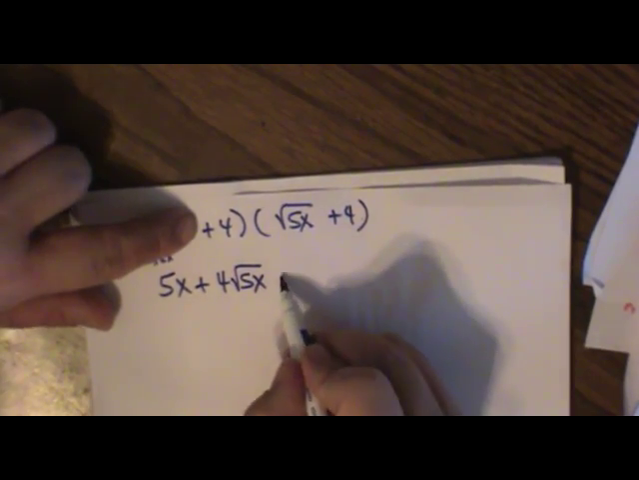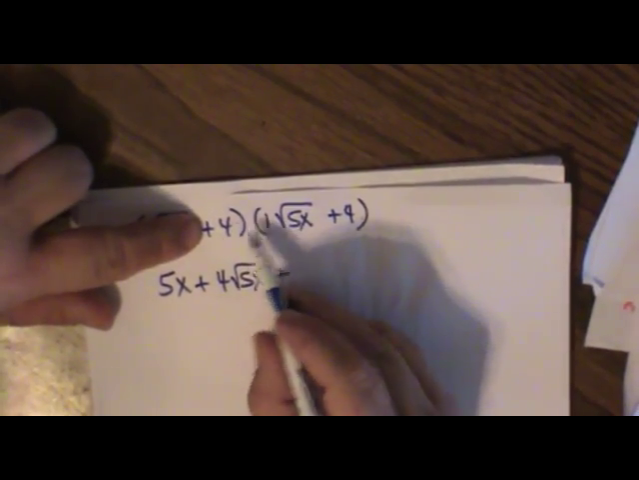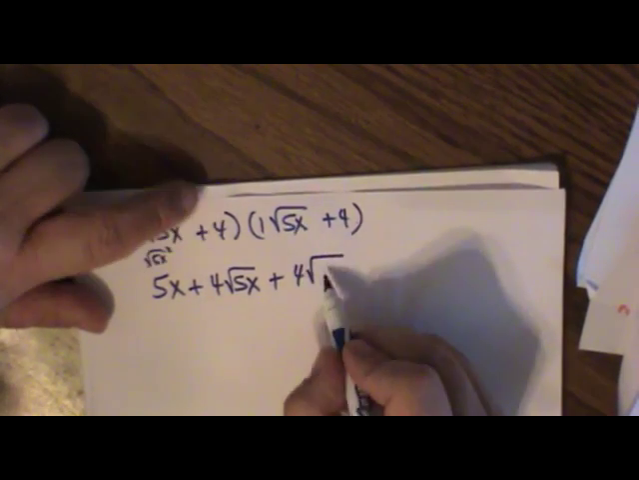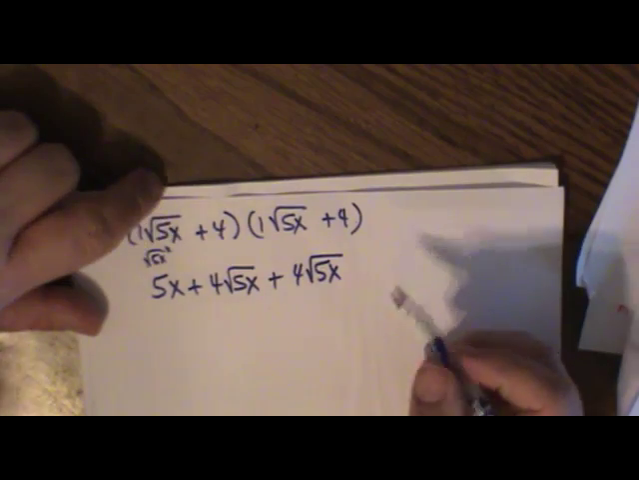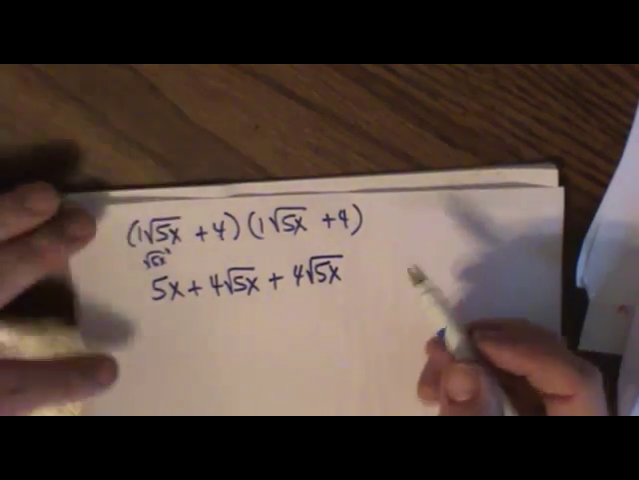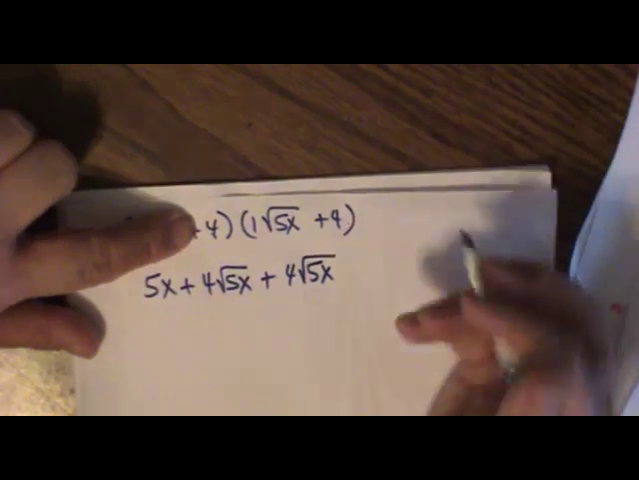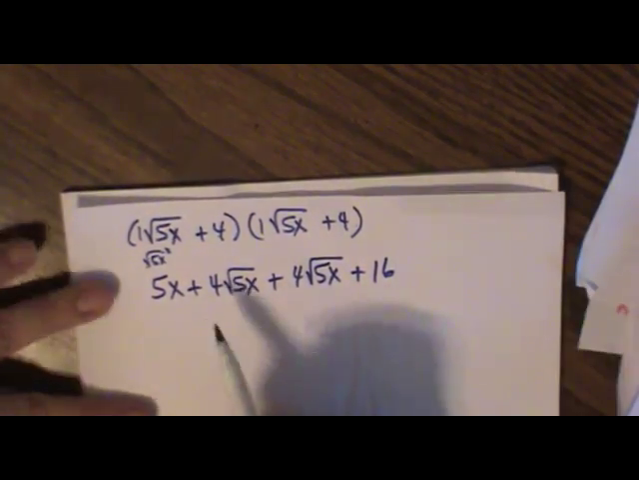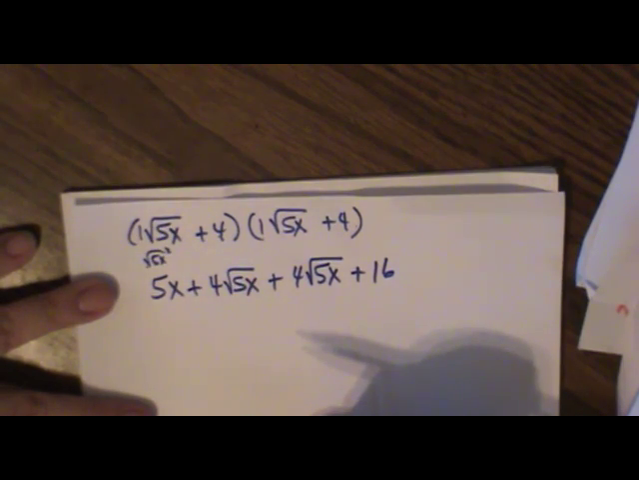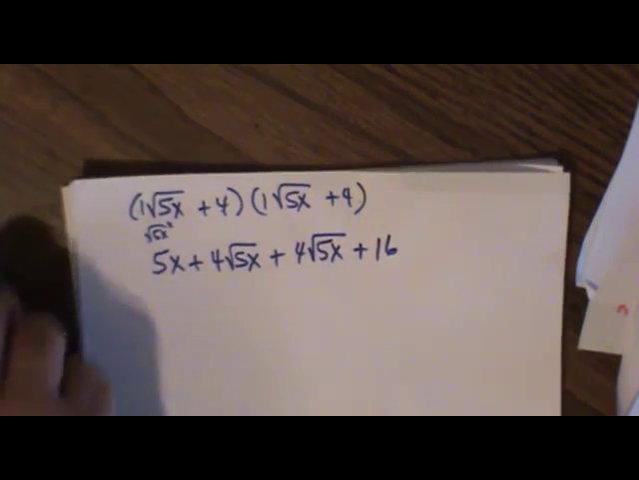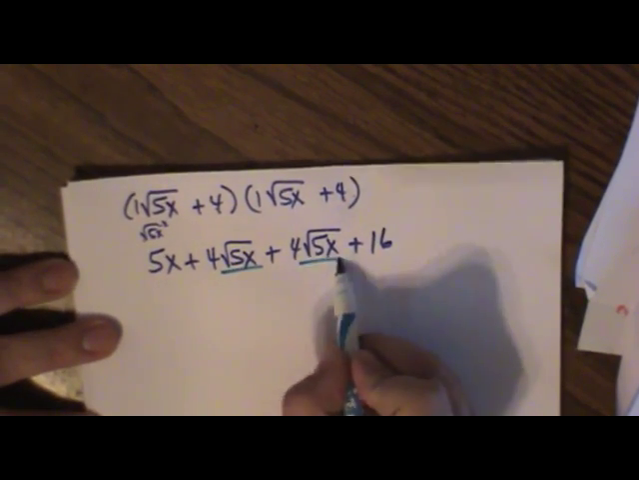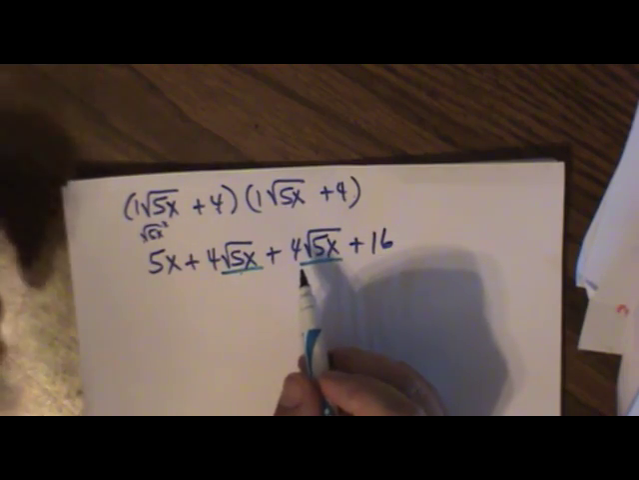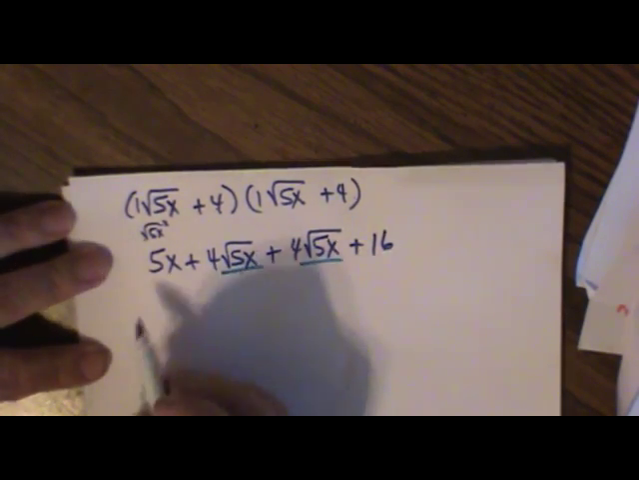Same with this one. It's positive because it's both positive. Outside times outside, right here. And then the inside of the radicand times the inside of the radicand. And if it doesn't exist, it's just times 1. Then we have the last times the last, and 4 times 4 is 16. So, like terms. Do we have any like terms? Yes, we do. Our radicands here are exactly the same. Same index, same radicand that's inside. So we can add those.